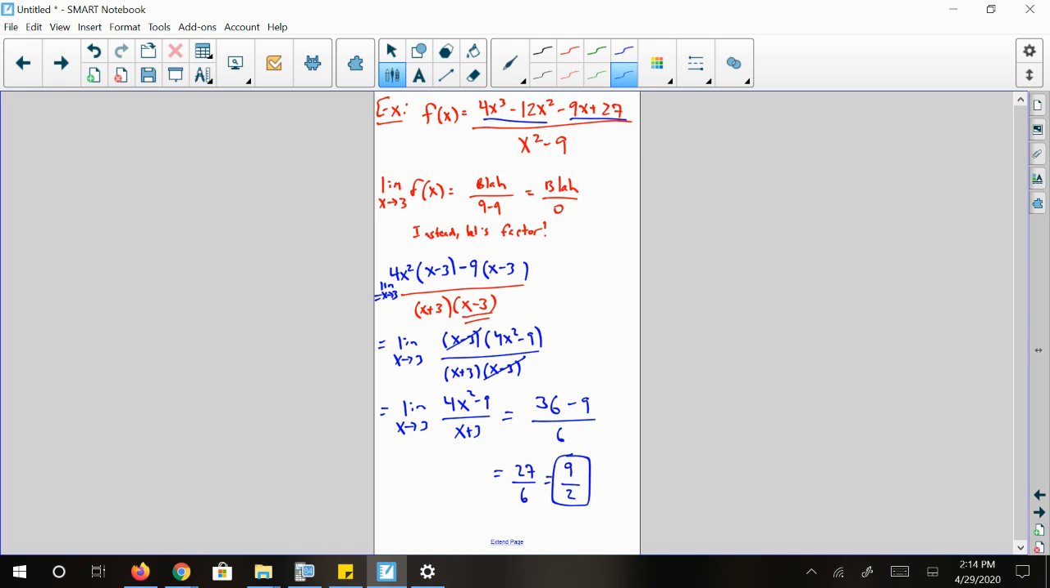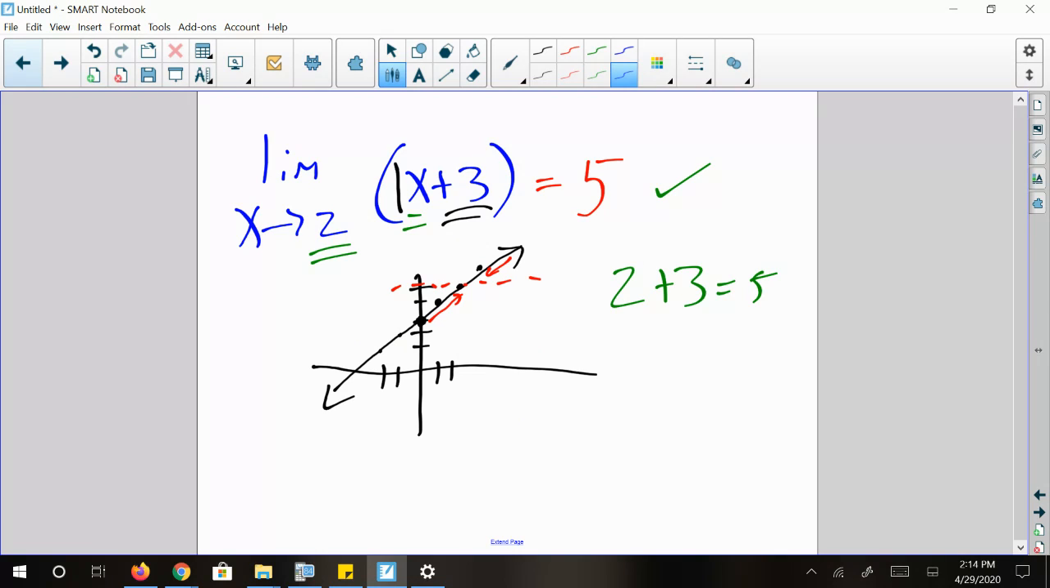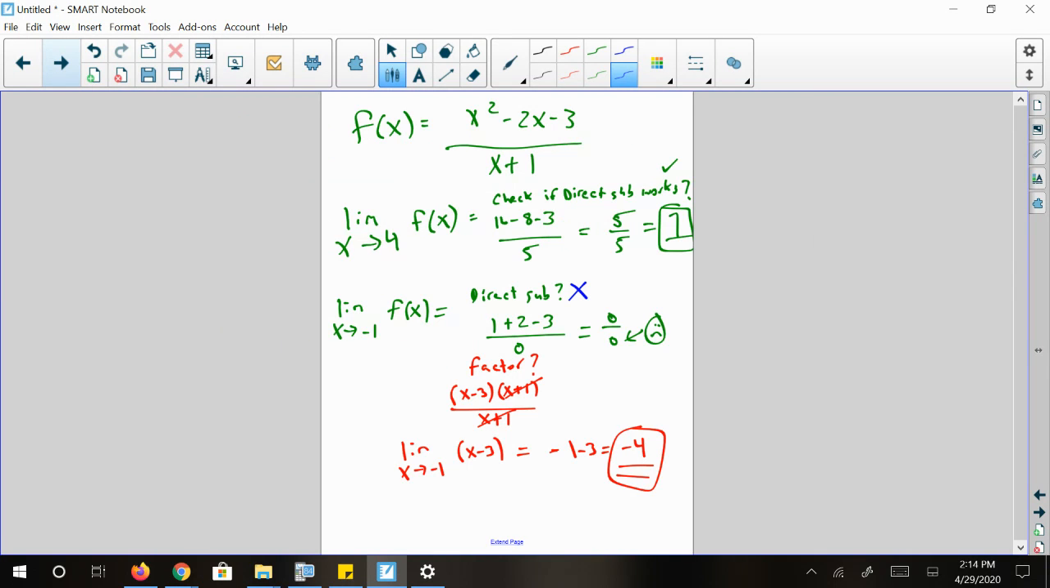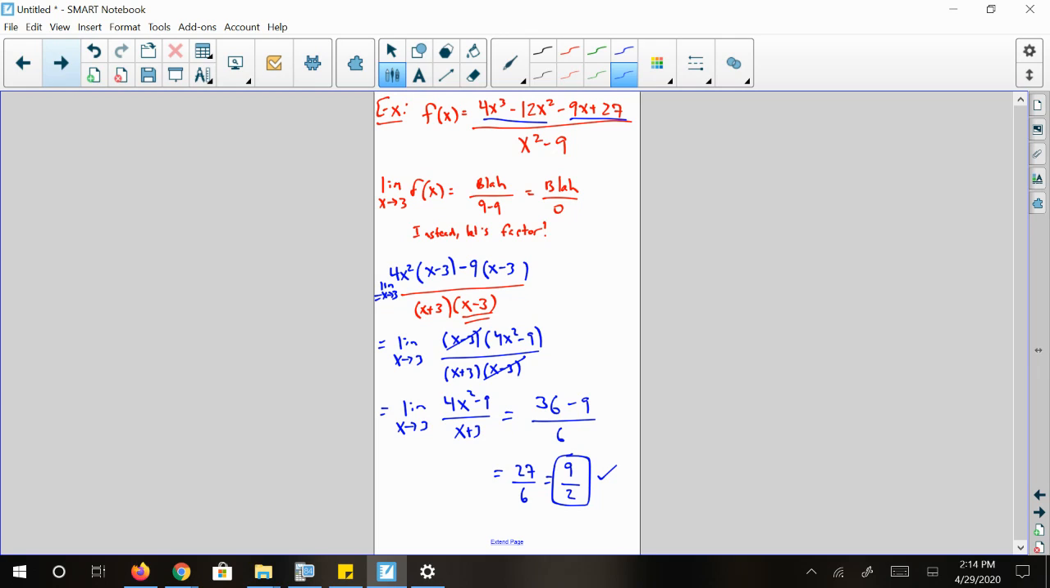Okay, so once again, the strategy of direct substitution did not work, but when we tried factoring, it did work. It allowed me to remove the factor in the denominator that was making me divide by 0, and it allowed me to evaluate my limit with direct substitution. Okay, so it's not so much that direct substitution doesn't work, it's just that it doesn't work at the beginning, so we need to do a little bit more work before we can get to that point. Okay, all right, a couple other examples here.